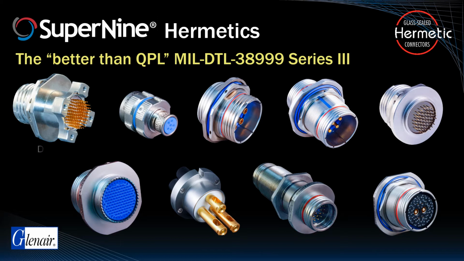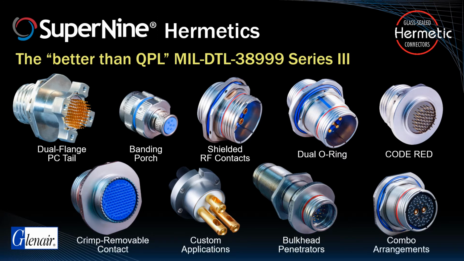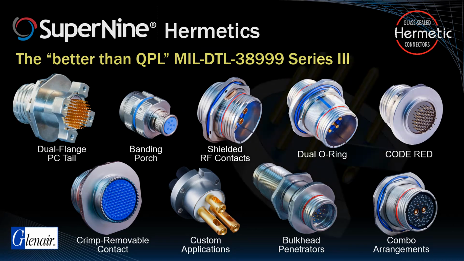This graphic shows a number of these catalog derivatives, all with outstanding off-the-shelf availability. Most of these options are self-explanatory, but a few are worth calling out, such as the banding porch option available in both plug and receptacle hermetics, the shielded RF contact and combo insert designs, crimp removable contact hermetics, and more. Super 9 is also available in a lightweight hermetic package called CodeRed, which we'll discuss next.